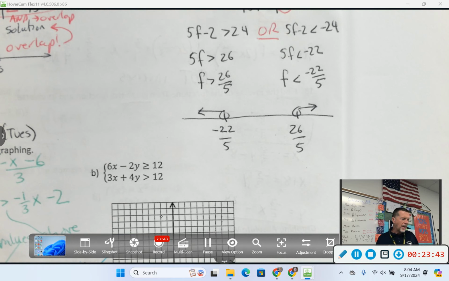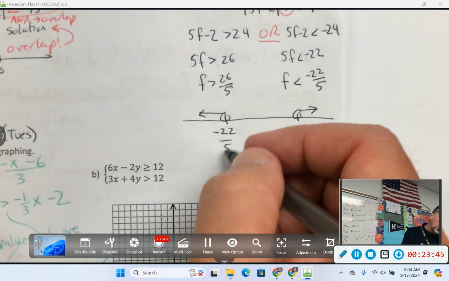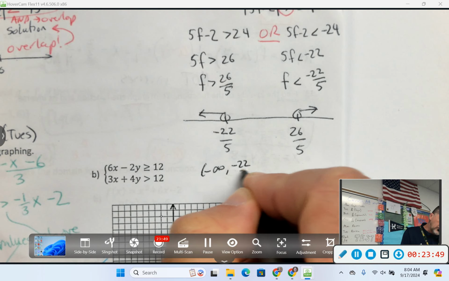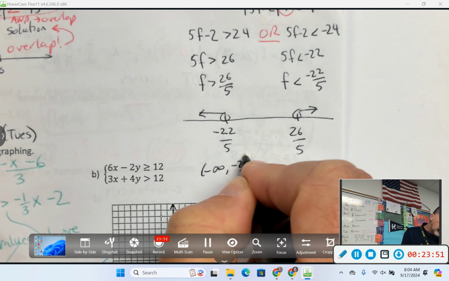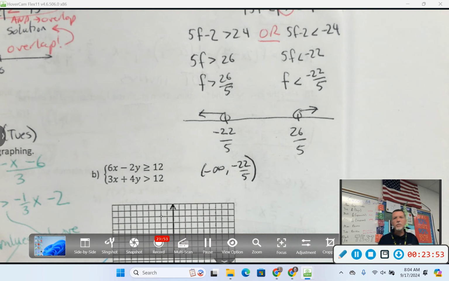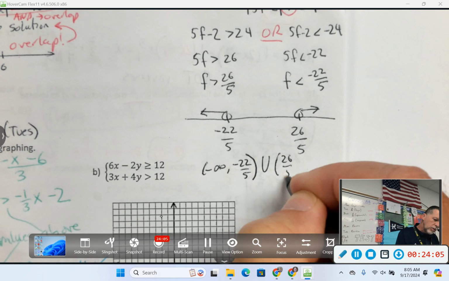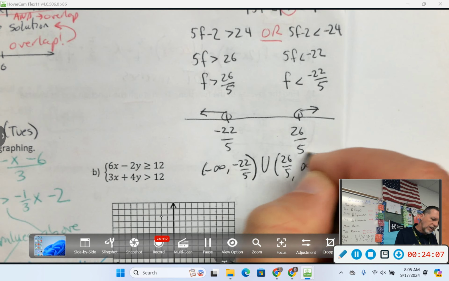This one didn't ask for interval notation. That's probably just an oversight on my part. -infinity to -22/5. Parentheses, because we don't want to include the answer. Parentheses, open circle, dashed lines, they all kind of mean the same thing: don't include it. 26 over 5 to infinity.